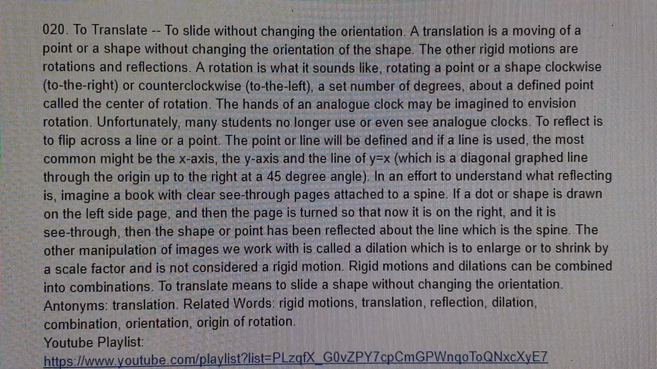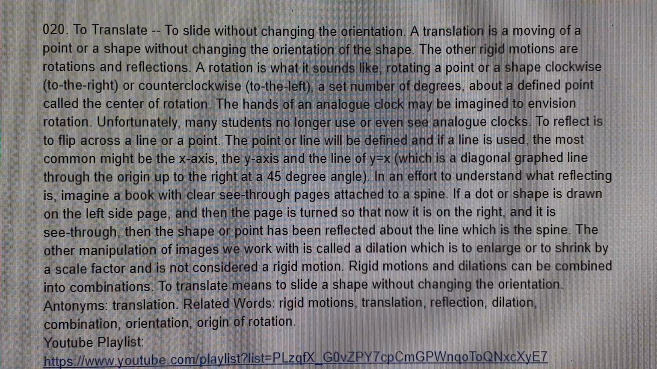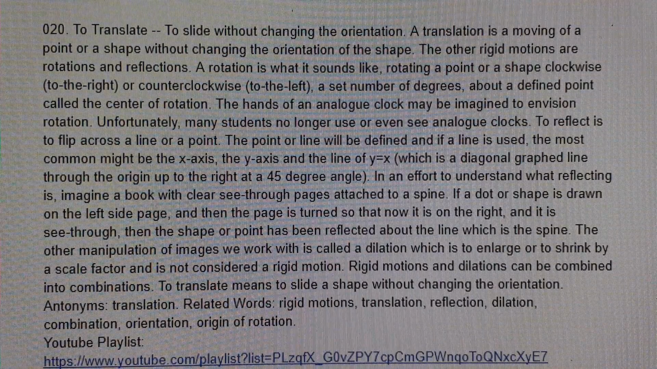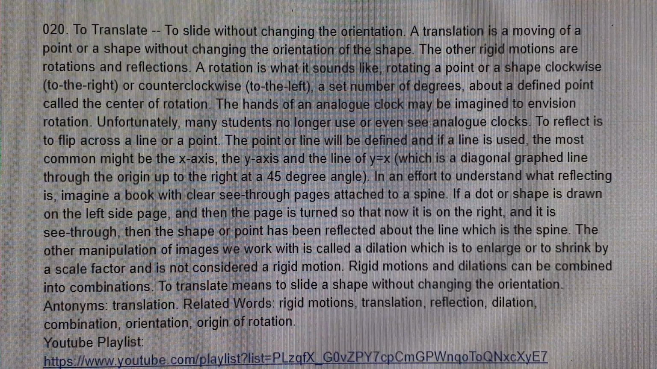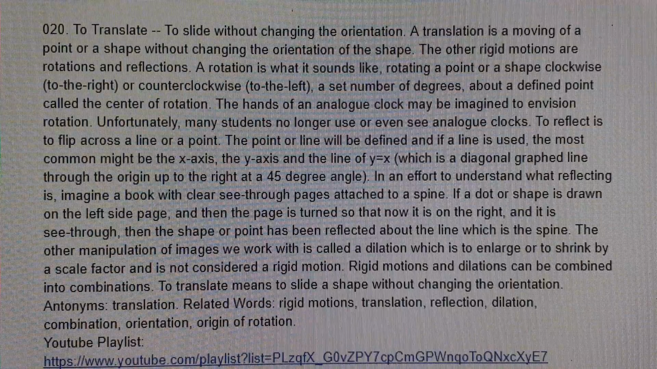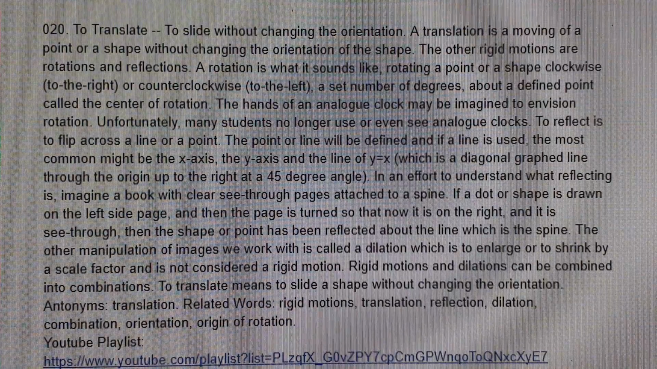To translate, to slide without changing the orientation. A translation is a moving of a point or a shape without changing the orientation of the shape. The other rigid motions are rotations and reflections.